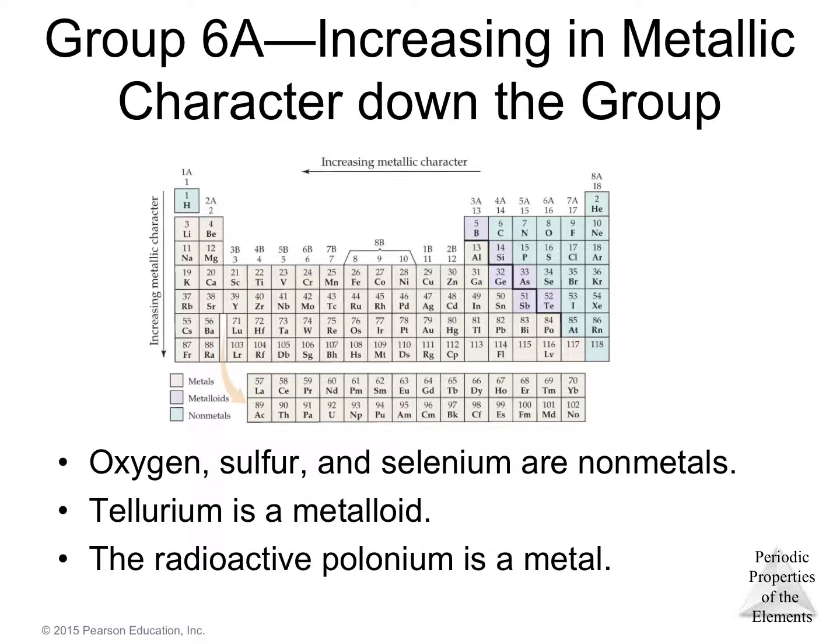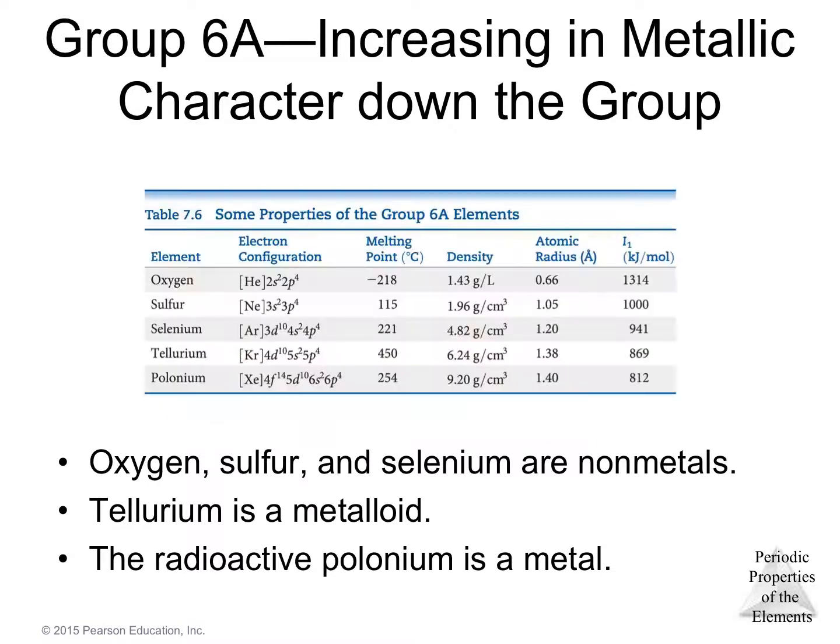Skipping over to the other side of the periodic table, let's look at group 6A. At the top of this group, you have some nonmetals, and they get more metallic in nature as you go down. Tellurium is a metalloid, and polonium is a metal. As expected, the atomic radius increases as you go down the group. Ionization energy decreases as you go down the group.